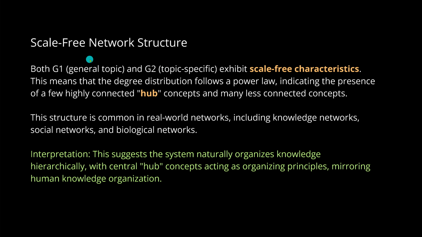And the content is, we have some scale-free network structures that emerge. So from all the tests that they did, they exhibit some scale-free characteristics. This means that the degree distribution follows a power law, indicating the presence of a few highly connected hub concepts. This structure we know is common in real-world networks, including our knowledge networks, our social networks, our biological networks, beautiful. But this suggests that our system naturally organizes knowledge hierarchically, with a central hub acting as an organizing principle, mirroring a kind of human knowledge organization.